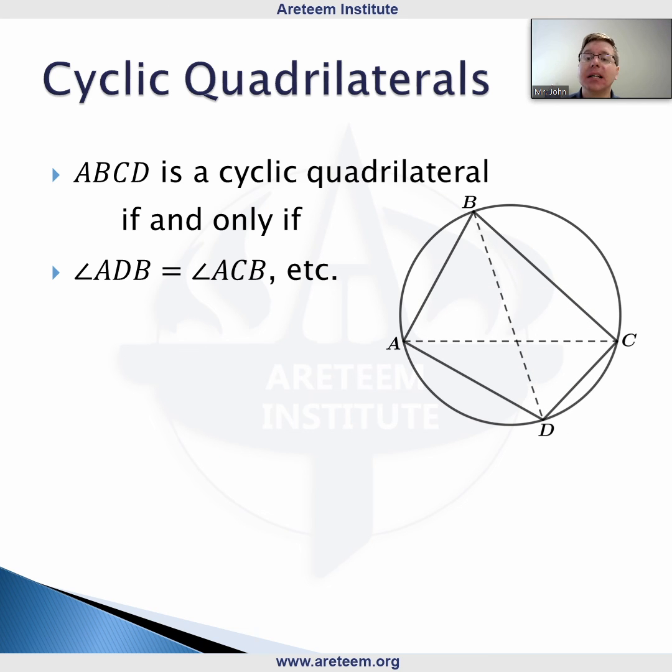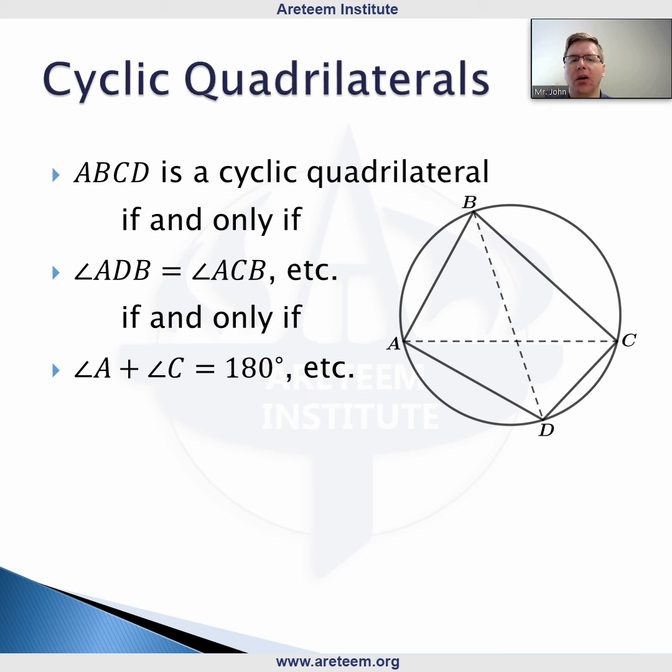The same thing is true with the opposite angles. So if we have angle A plus angle C is 180, or B plus D is 180, then we know all of these other things are true. It's a cyclic quadrilateral, so these shared arc angles are the same, things like that as well.